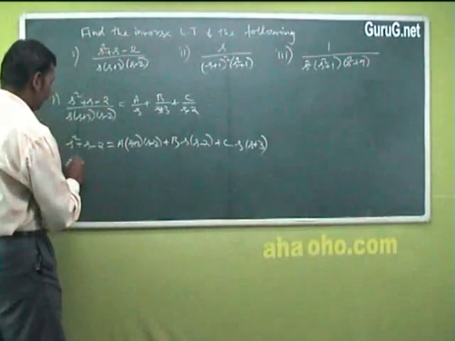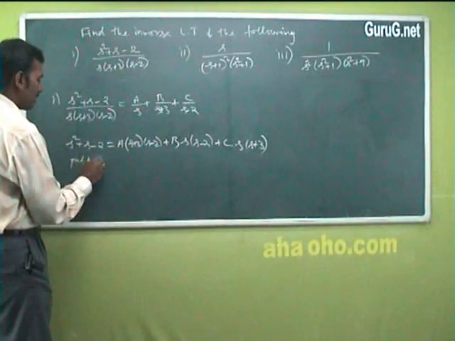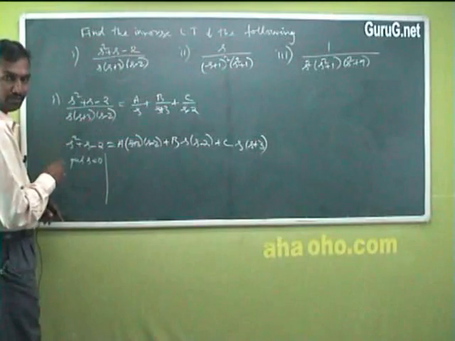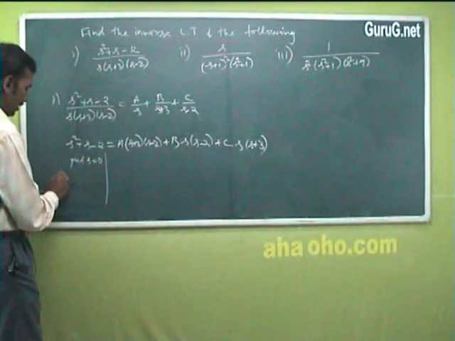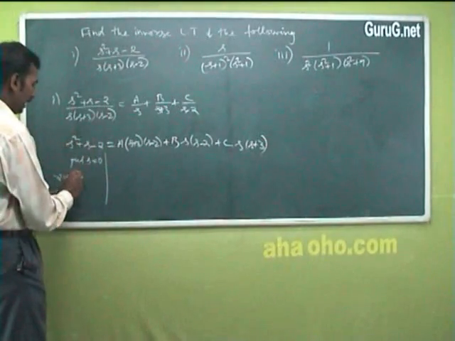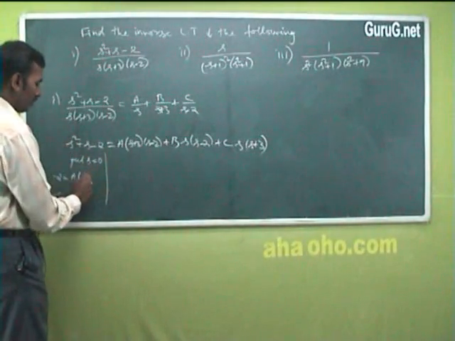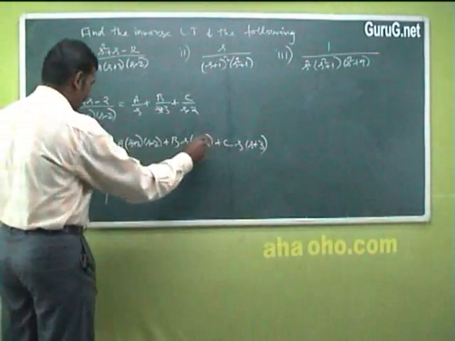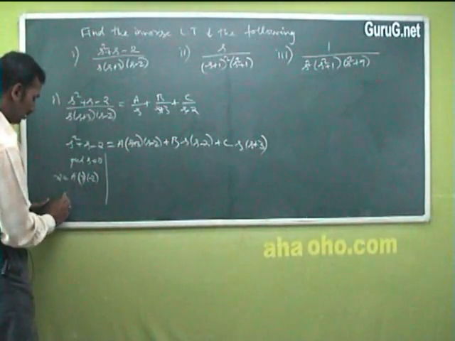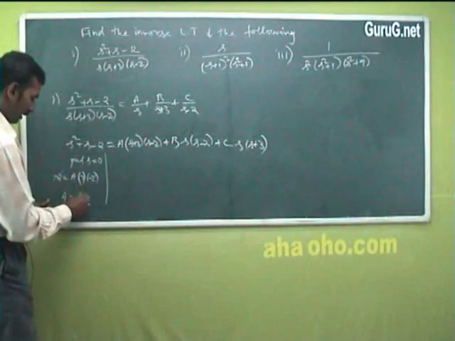So now put s equal to 0. What will come? 0, 0, then minus 2. So minus 2 equals a into, here 3 comes, here minus 2. This becomes 0, this becomes 0. Now what will come? a equals 1 by 3, isn't it?